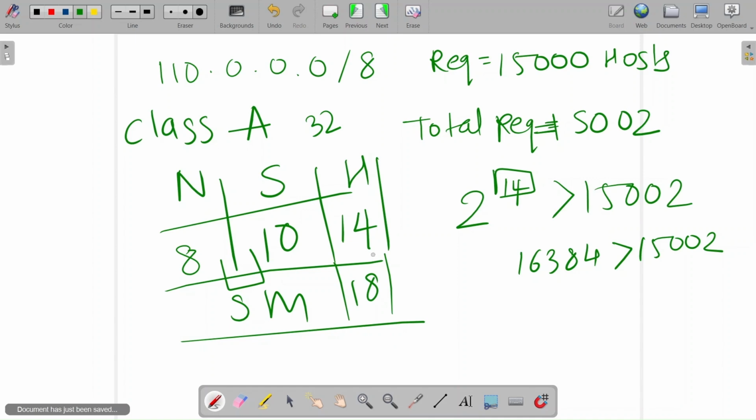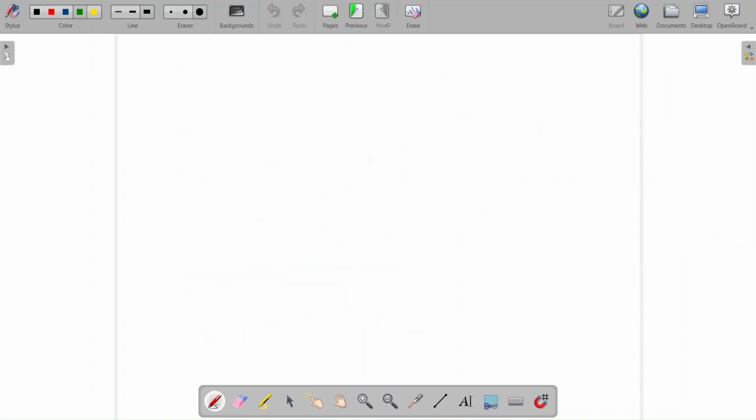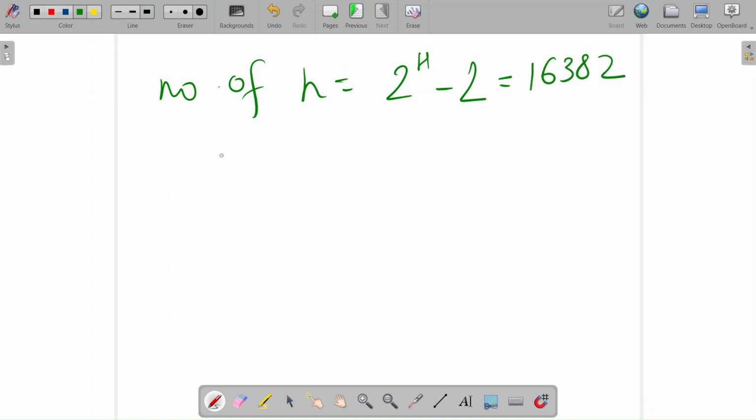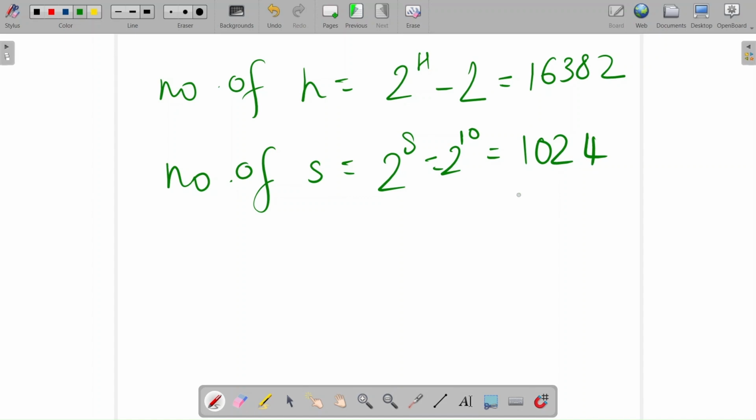See, no matter how big the number is, the logic is going to stay the same. So focus on the logic. That's all. Next, we're going to find the number of hosts, which by formula is 2 raised to h minus 2, which is 2 raised to 14 minus 2, which is 16382. And the number of subnets is 2 raised to s, which is 2 raised to 10, which is 1024.